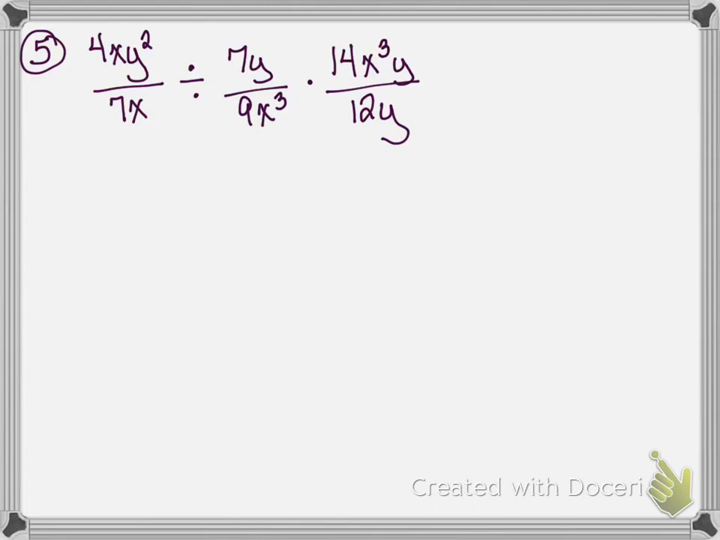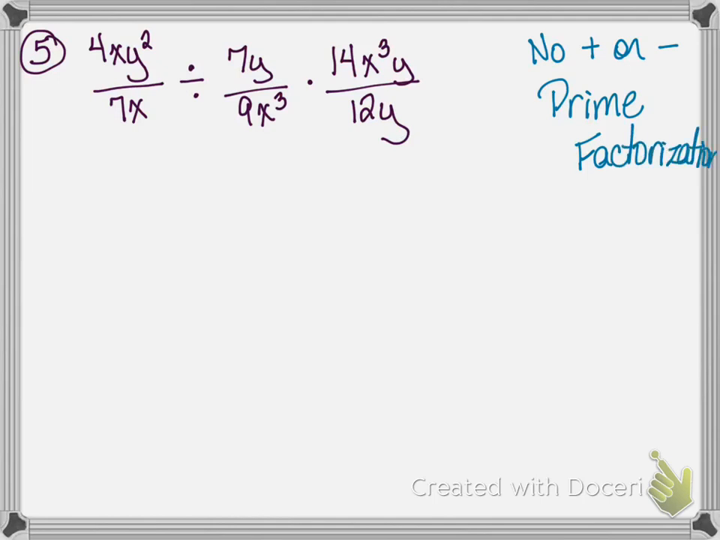Now, I want you to look at this one. In this one right here, we do not have any addition or subtraction. No plus or minus signs. When that happens, that's when you're going to do the prime factorization. You're going to break those numbers down as much as you can with prime factorization.